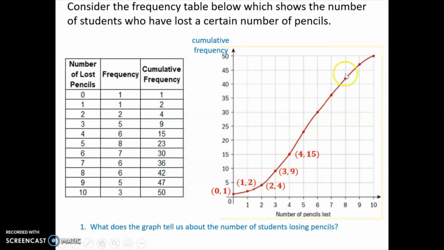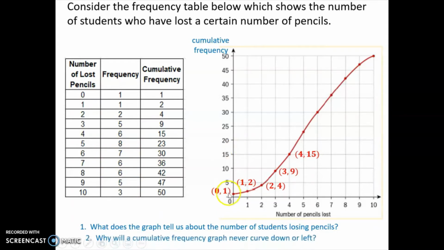But then the curve curves down again. It slows down and curves down. That means by the time we get to 8, 9, 10 pencils, there's not that many people we're adding each time. And we can see here also, not that many people there. Most of the accumulation happens in the middle.